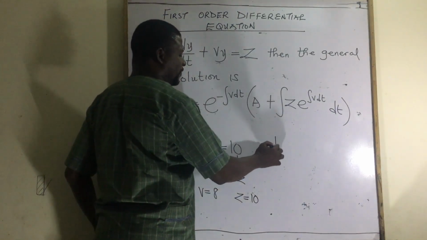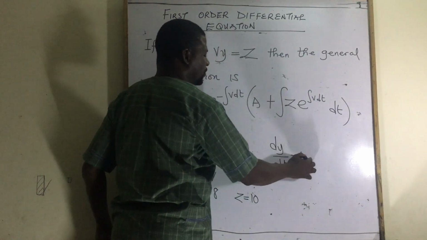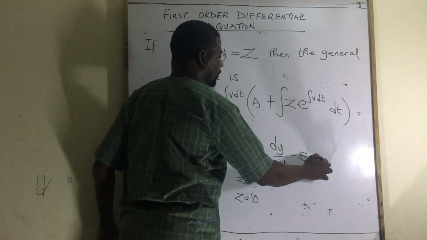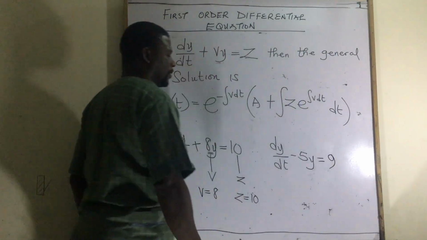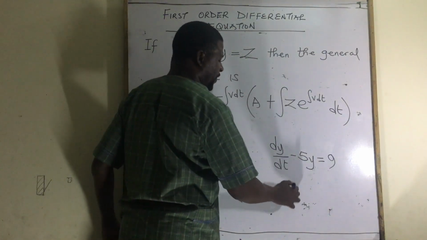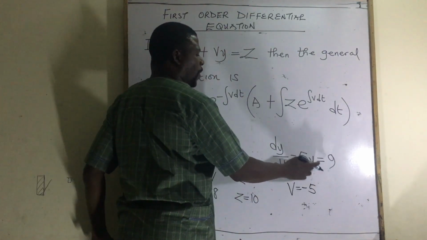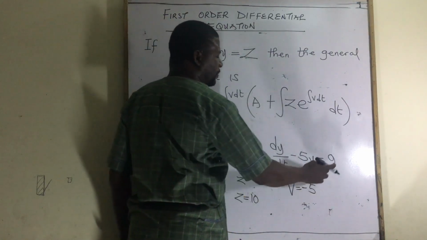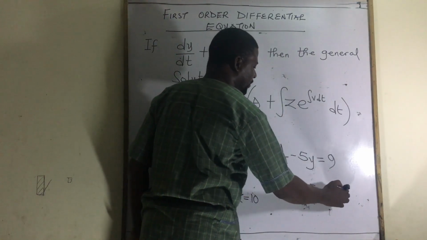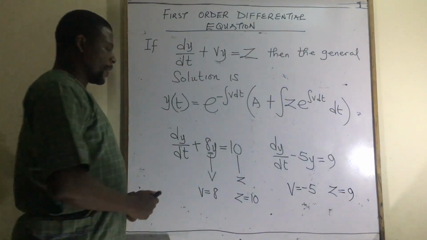Now let's assume I have dy/dt minus 5y equals 9. Look at this equation. What is my v? My v is minus 5. The coefficient of y is always your v. And my z is 9. You see that? My z is 9.